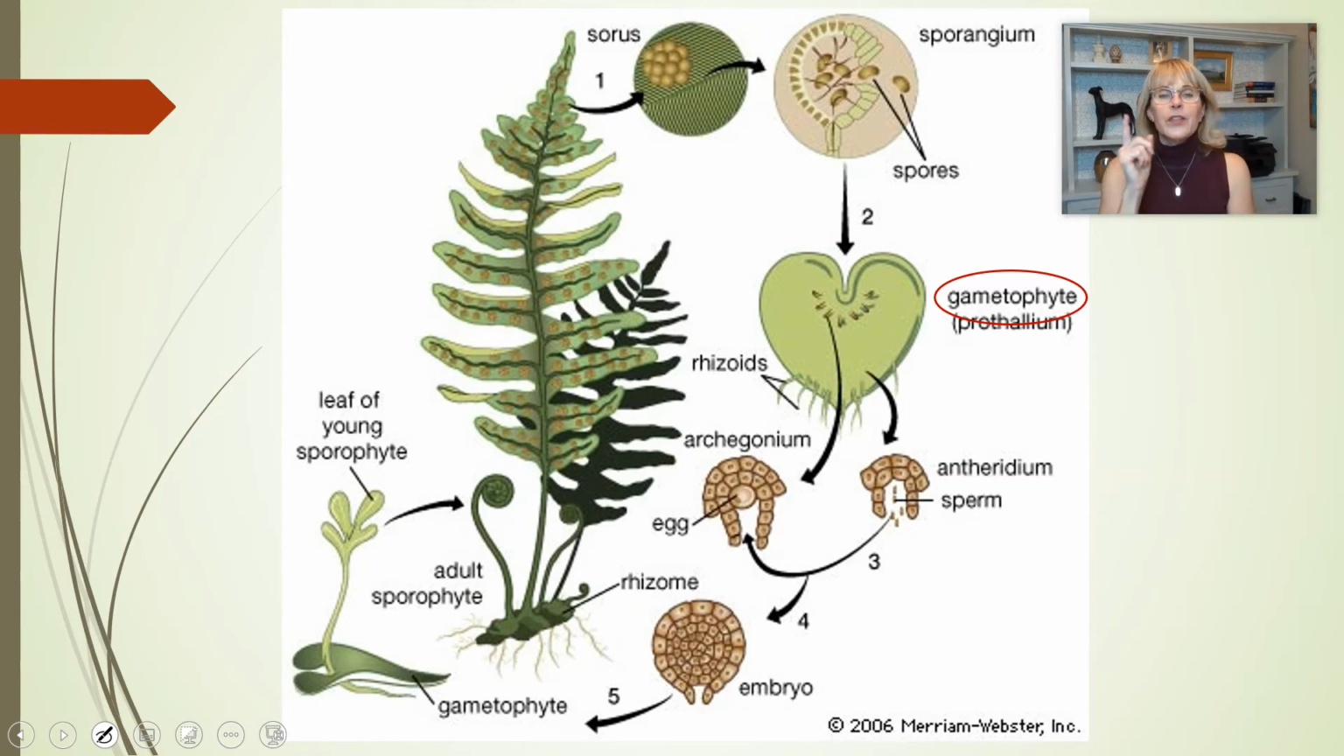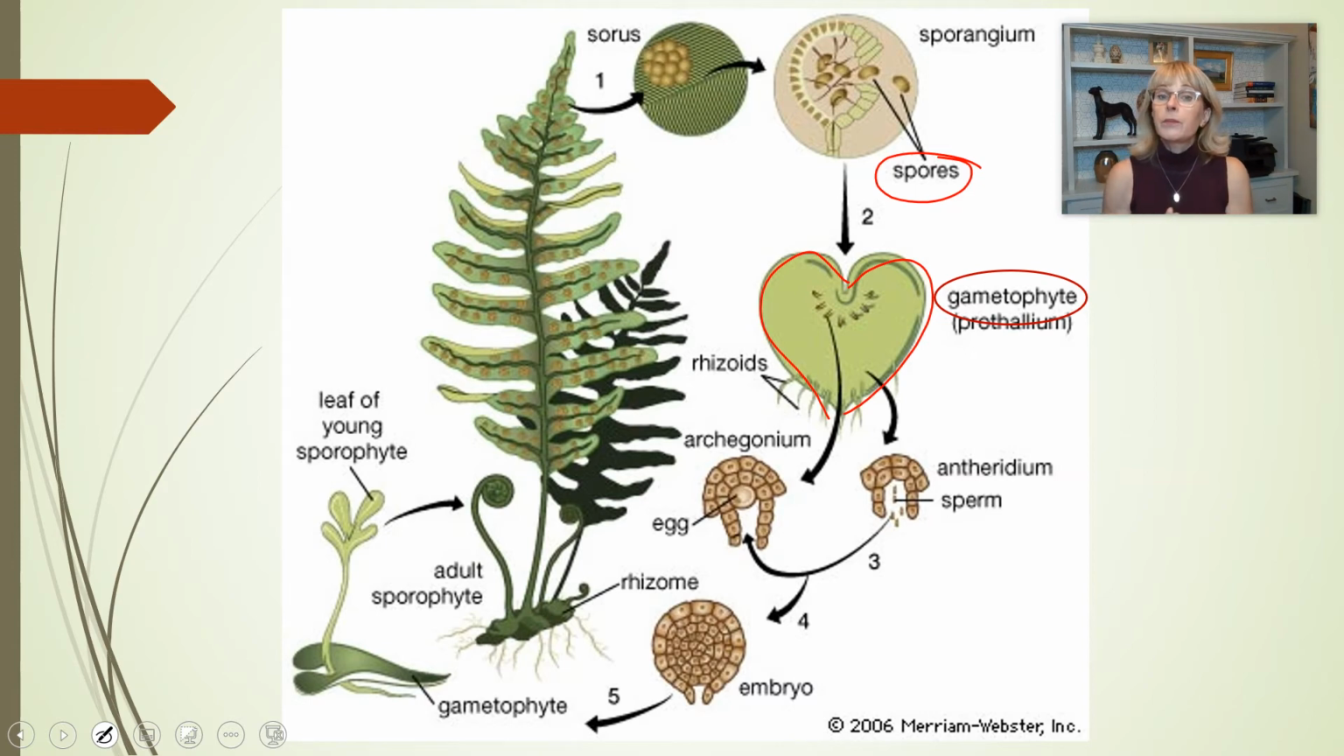So the fern is a sporophyte, so you know it's going to make spores. It's a little fancier in how it makes its spores. It makes them in sporangia, and those sporangia are grouped together in those round structures on the undersides of the fronds called sori.